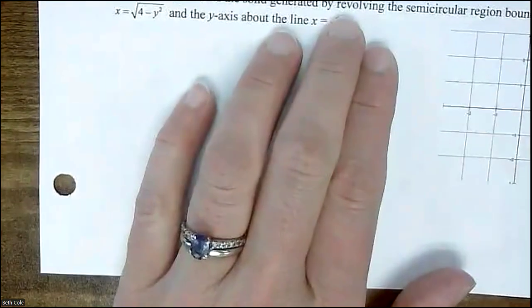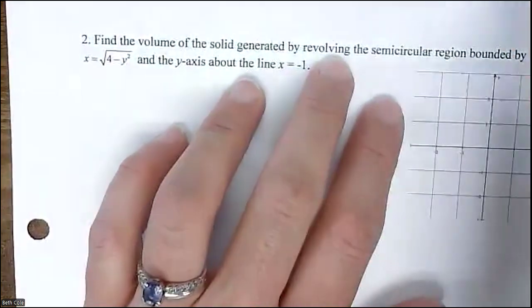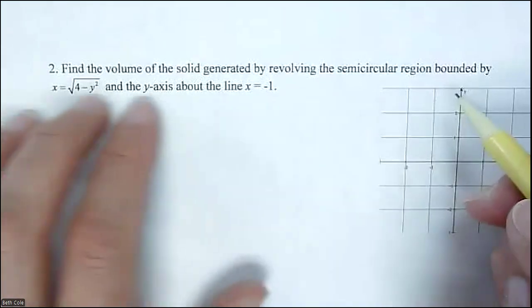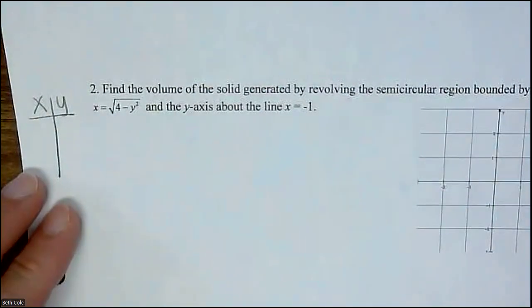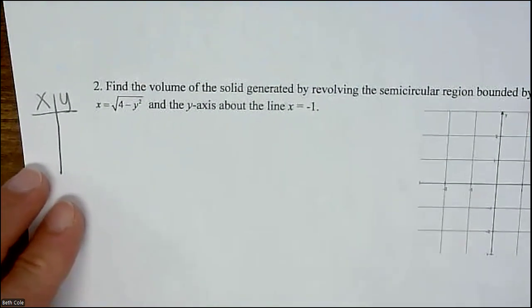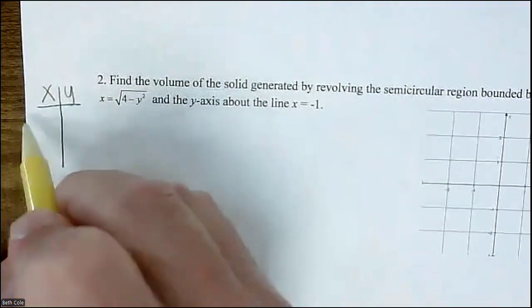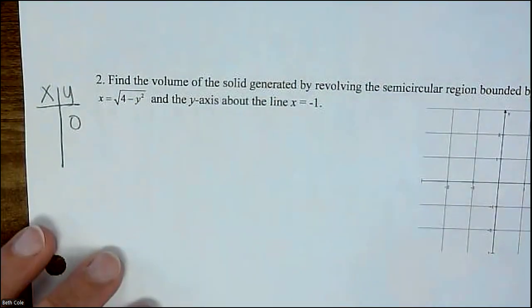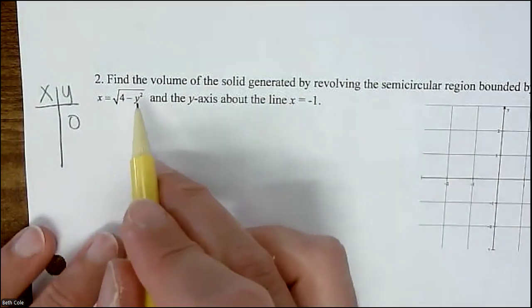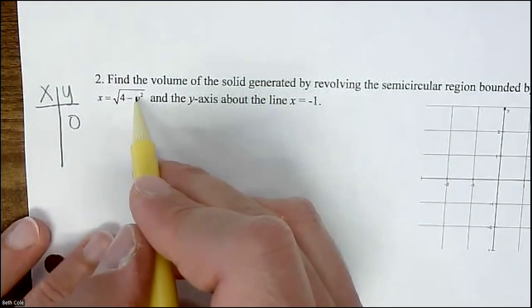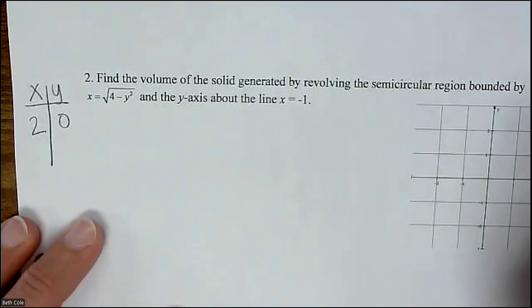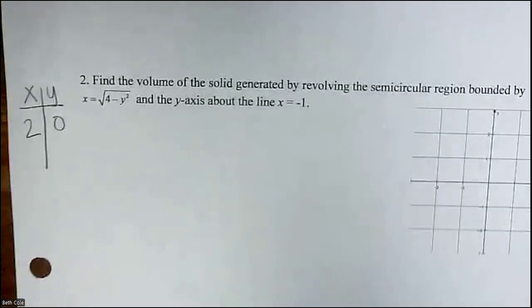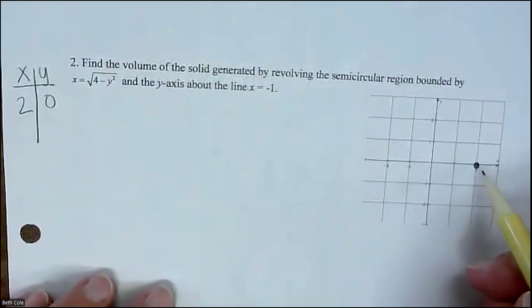Okay, let's try it again. The volume of the solid generated by revolving the semicircular region bounded by this. Let's make a table of values, but it is going to be a semicircle, they just told us. So it's kind of nice that they tell you what shape you're going to end up with. I'm going to plug in for y and get x. Let's start with 0. If you plug in 0 for y, you're going to get square root of 4, which is 2. So right here, 2, 0. Oops. Really zoomed in. Let me zoom out a little bit more. So this point right here.